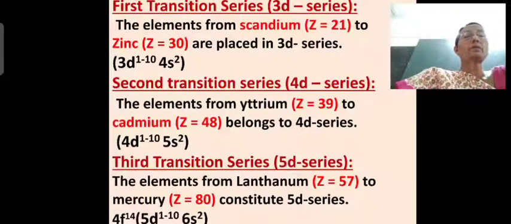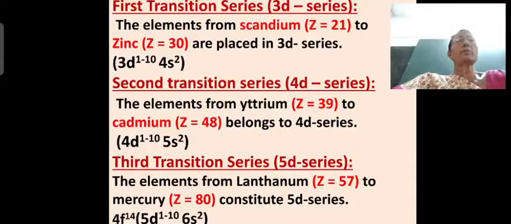Third transition series, that is nothing but 5d series. How many electrons are present? That means in the 5d orbitals here 1 to 10. 4f orbital you have 14 electrons, right? What is the electronic configuration? That is the outermost electronic configuration 4f 14, 5d 1 to 10. That means 5d orbital contains 1 to 10 electrons, and 6s orbital contains 2 electrons, right? So all the elements have got this configuration. Outermost electronic configuration will be like this.